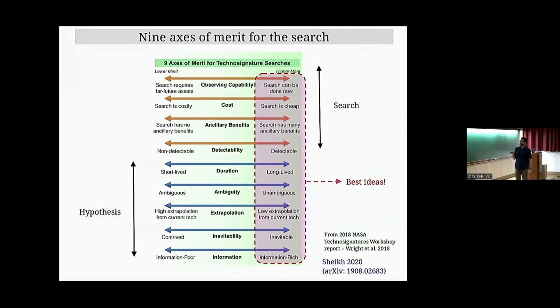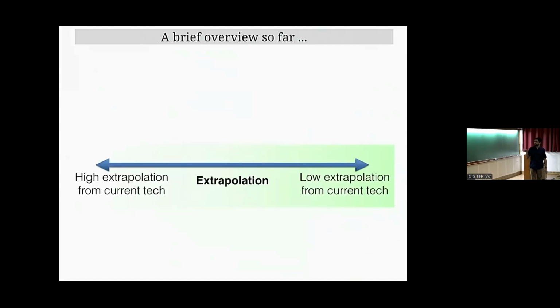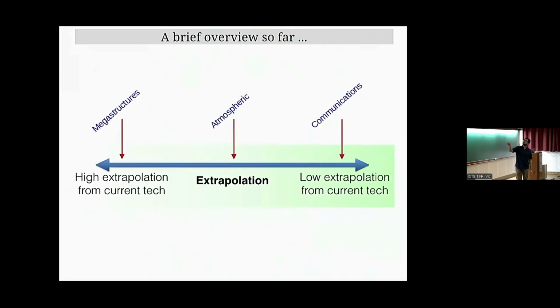So now, once we have this, I want to give you an overview of technosignature searches in the field, but I want to focus more on this axis, the extrapolation axis, which is shown here, because this is where you can come up with interesting technosignatures and see where exactly the technosignature and the search strategy fall on these 9 axes. I'm going to talk about 3 kinds of technosignature: very low extrapolation, somewhere in between high and low extrapolation, and very high extrapolation.